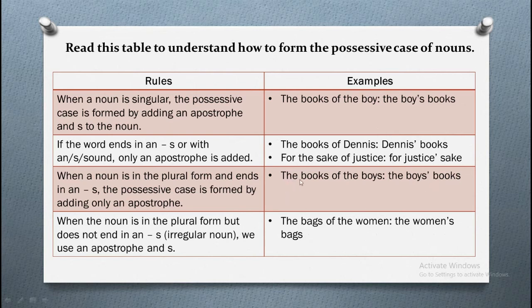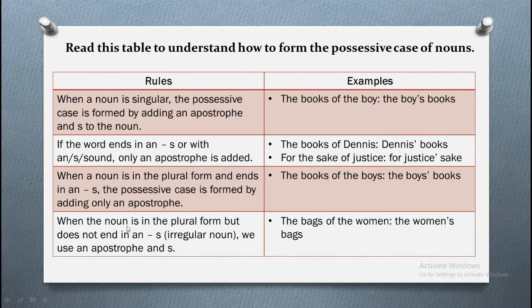See the example, the books of the boys. So, the boys' books. We do not use the S sound two times. So therefore, the boys' books. Only an apostrophe followed by nothing. No S has to be there.